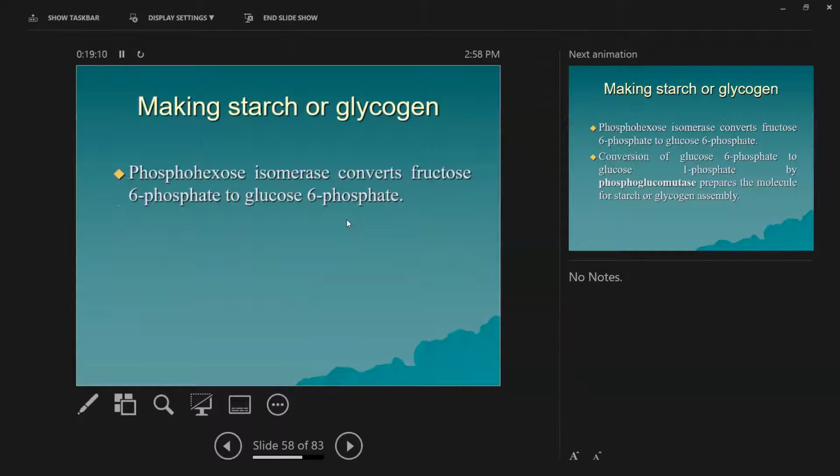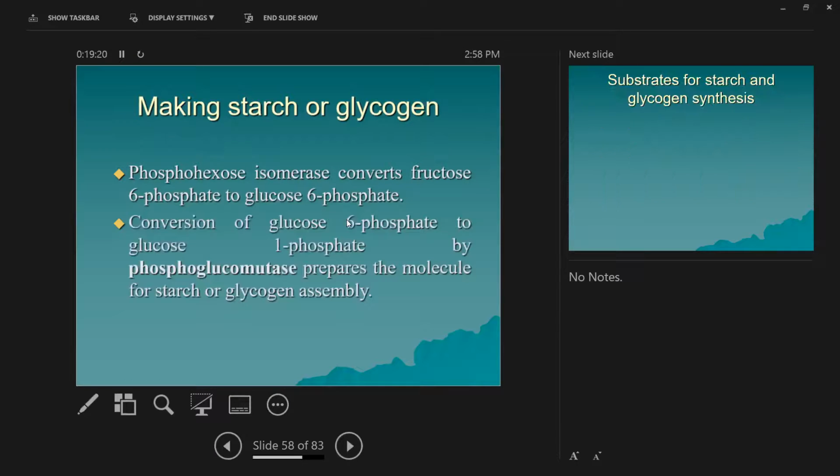Now, if you make glucose 6-phosphate, or for that matter fructose 6-phosphate, you can use those for biosynthesis. If you wish to make starch or glycogen, you have to convert glucose 6-phosphate to glucose 1-phosphate. That's okay. We have an enzyme that does that, phosphoglucomutase. Very widely distributed, ubiquitous enzyme.